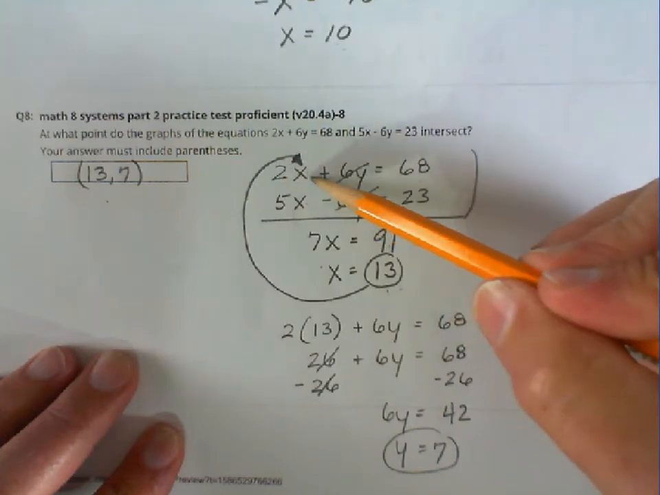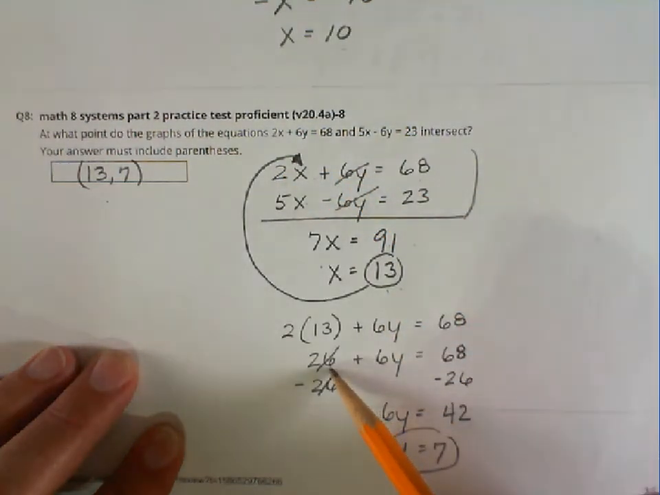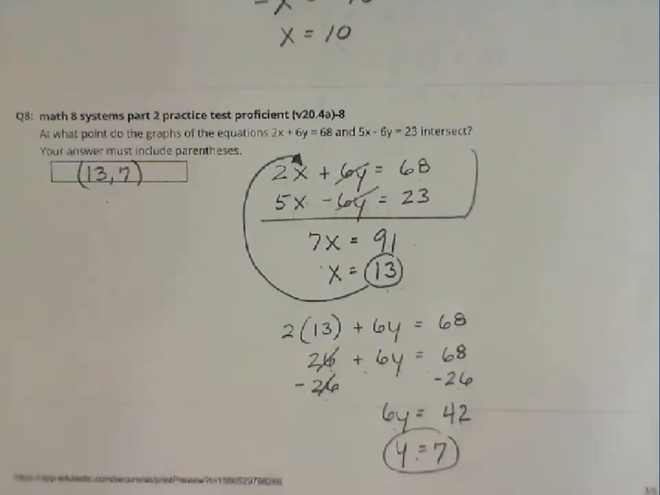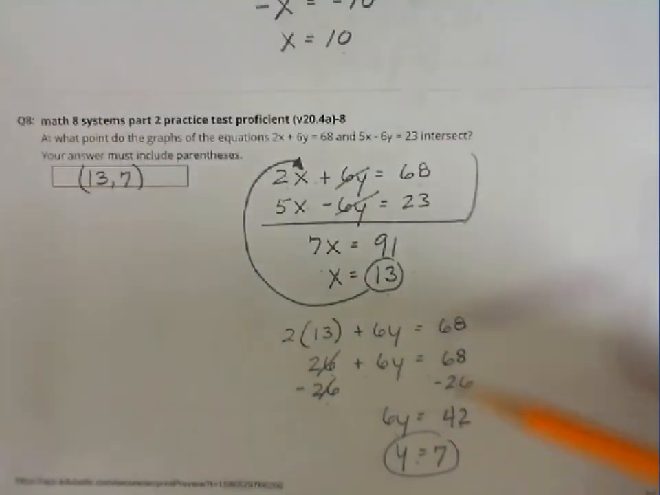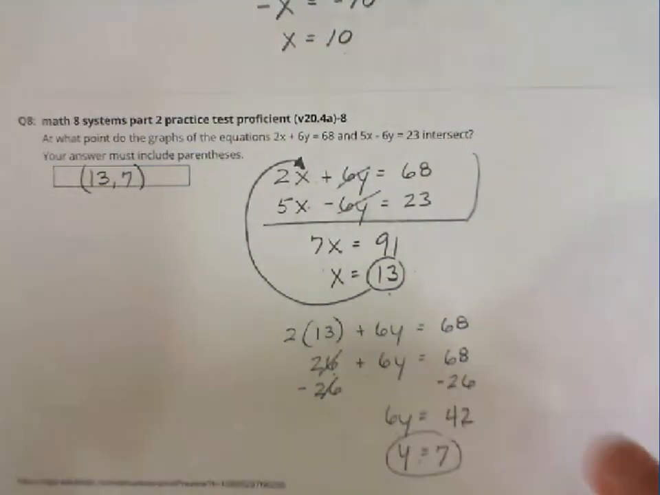So 2 times 13 is 26, plus 6y equals 68. Subtracting 26 from both sides, 6y equals 42. Dividing both sides by 6, y equals 7. So my answer is 13, 7.